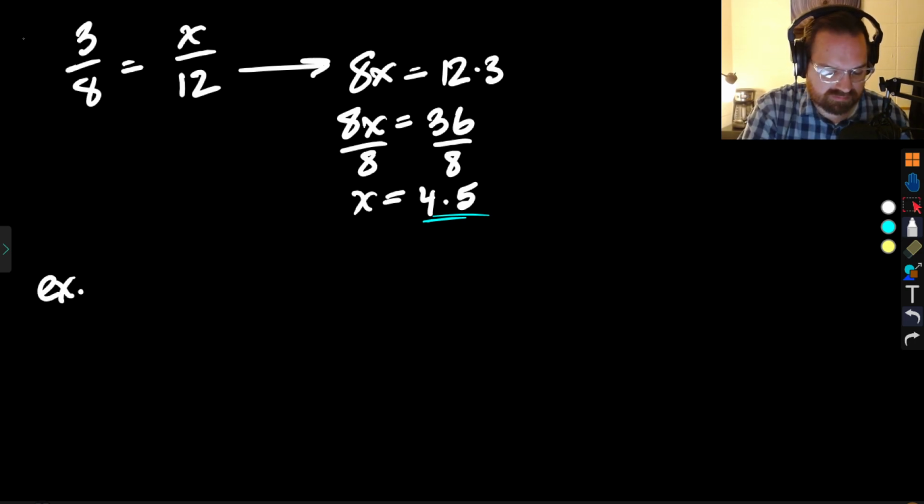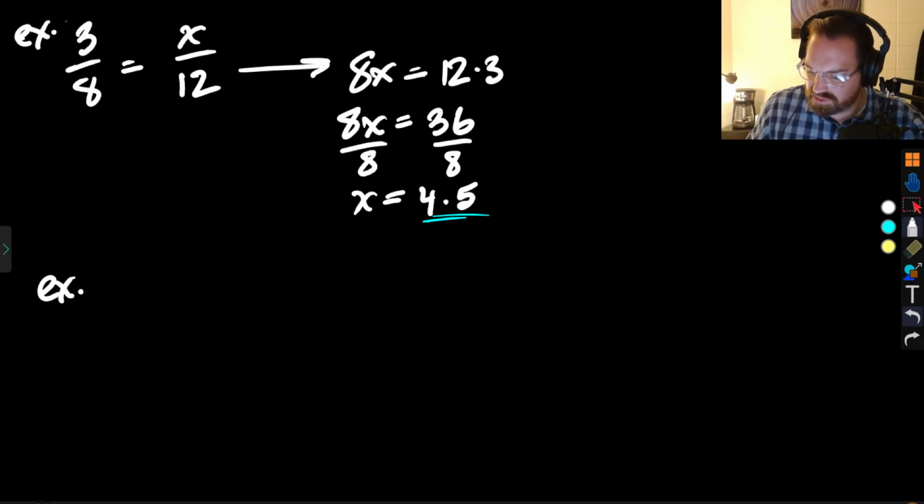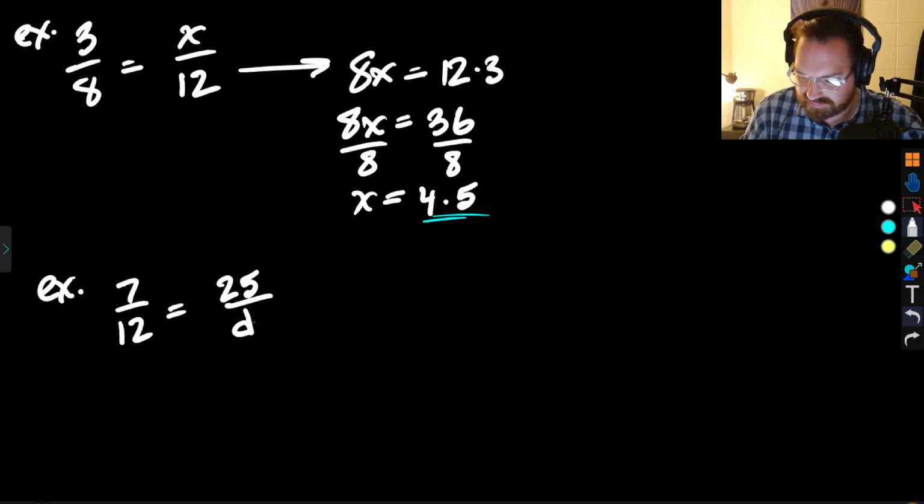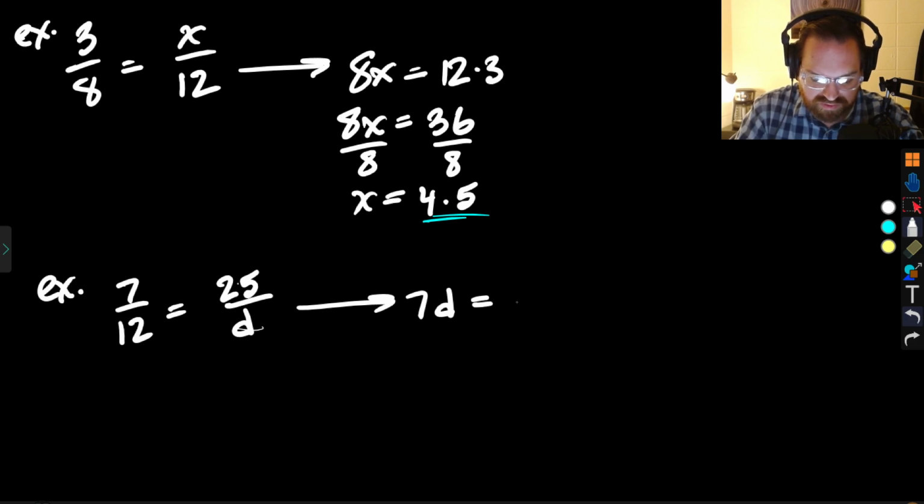All right, let's do another one. So this one we'll do 7/12 is equal to 25 over d. So here what we're going to do is again, same process, 7 times d. We'll do in this case, the extreme. This is an extreme, not a mean. The means are the ones that are the bottom here and the top here. The middle numbers, 7 is to 12 as 25 is to d. So we do 7d is equal to 12 times 25.